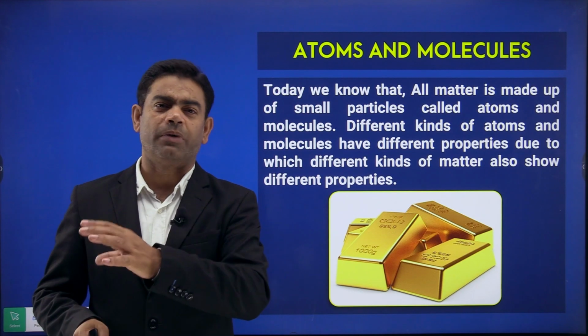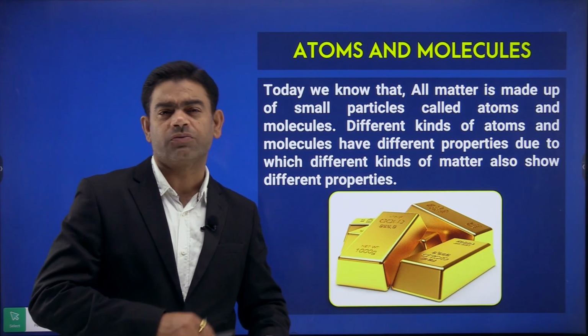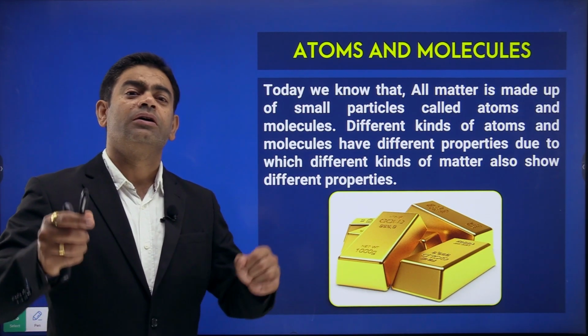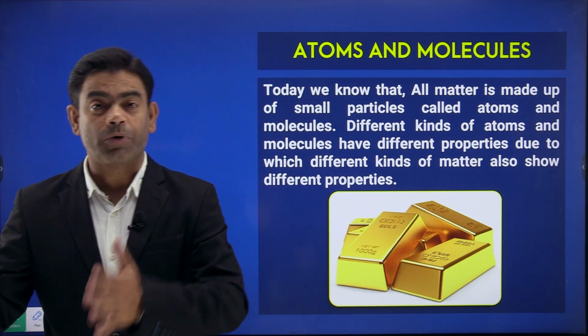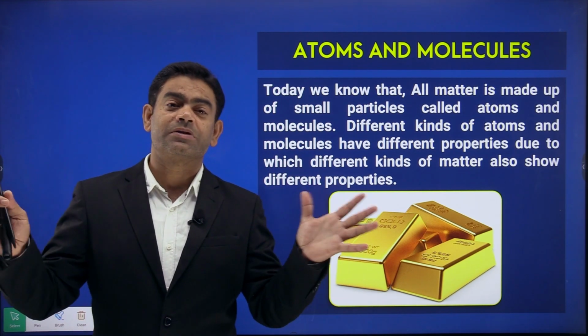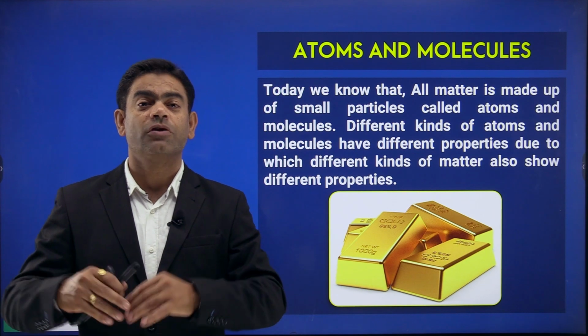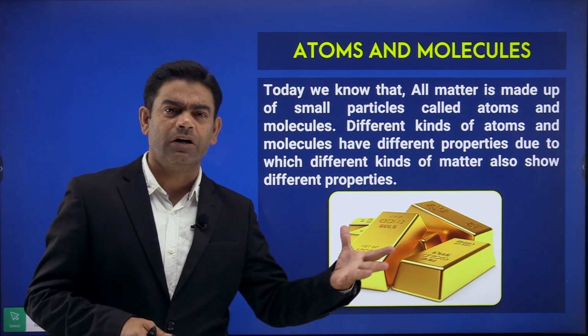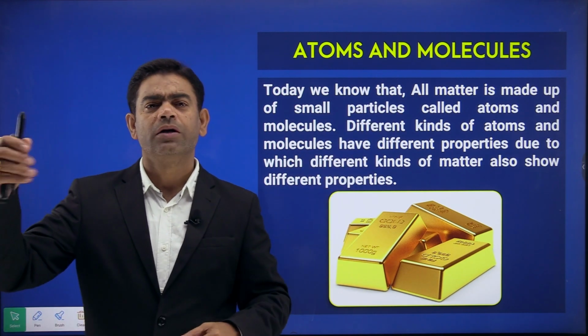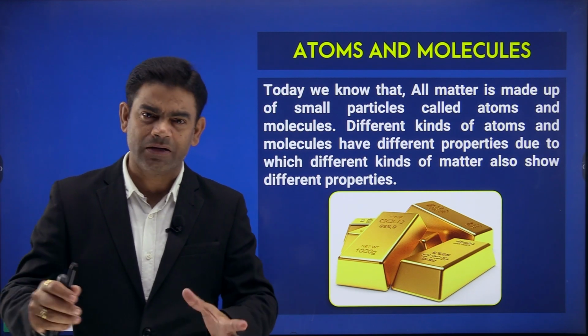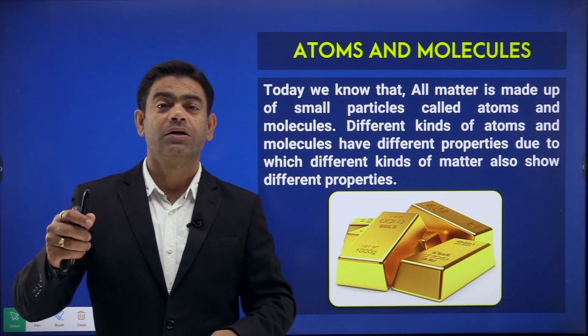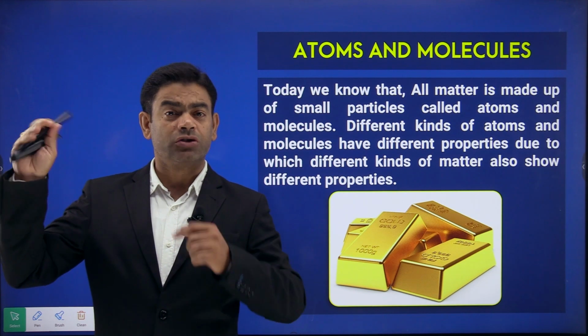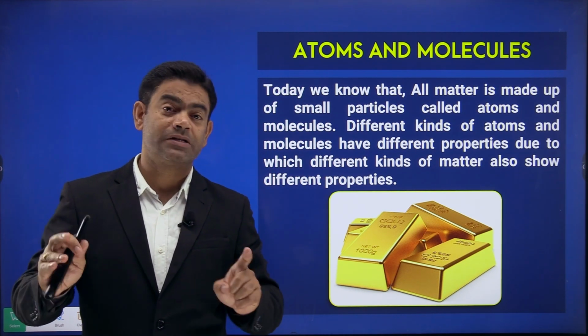Molecules form when atoms combine. So we have different types of atoms, and different types of molecules. Different types of atoms have different properties. So different substances are made up of different types of atoms. Suppose I talk about silver, it has a different type of atom. Gold is of a different type of atom. Iron, different type of atom. Oxygen, different type of atom. So these atoms are different, so their properties are also different.